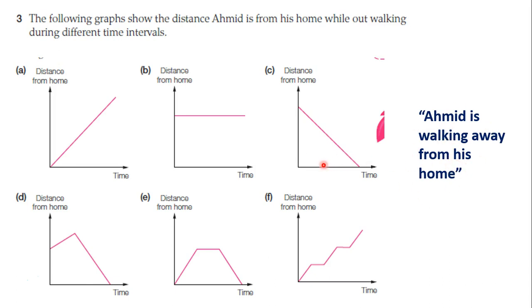So he must have started at home at the origin, and then he's walking away. So it must be this one. He's starting at home, and then he's walking away. As time is increasing, his distance from home is increasing. So it's A.